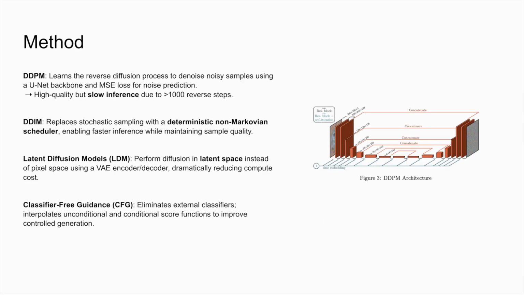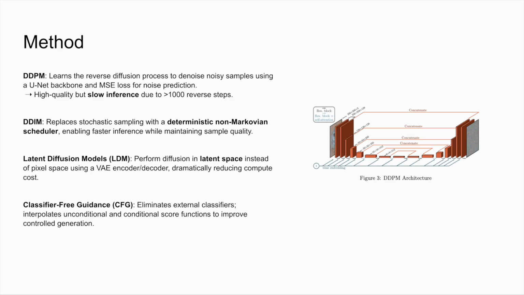Our approach builds on several key components in the diffusion modeling pipeline. We begin with DDPM, which learns the reverse diffusion process. The model takes noisy samples and uses a U-Net to predict the noise that was added at each time step. This gives us a very high quality output, but the drawback is that the inference is slow.